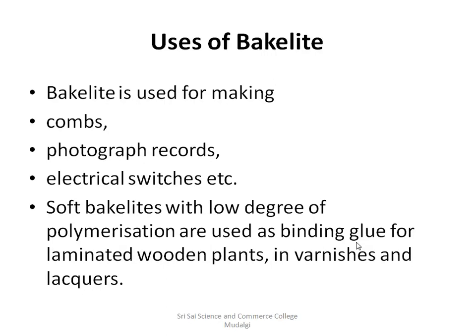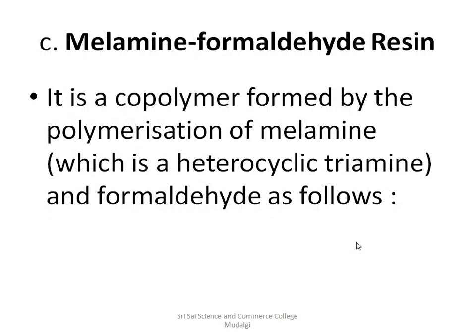Important polymer of polyester. Then the third and last type of example for polyester is a melamine formaldehyde resin, right? So here, in the name, which is the monomer in the polymer? Melamine and formaldehyde. So it is a copolymer formed by the polymerization of melamine, which is a heterocyclic triamine, and formaldehyde.